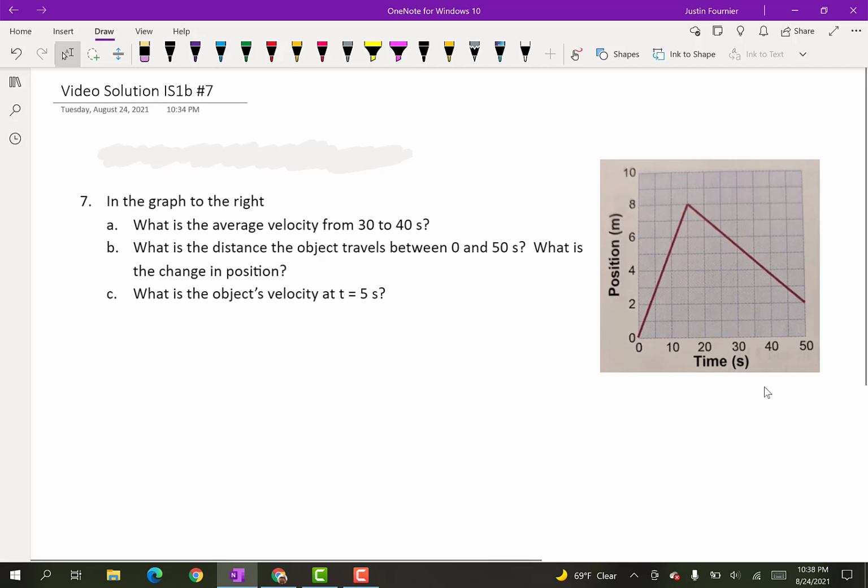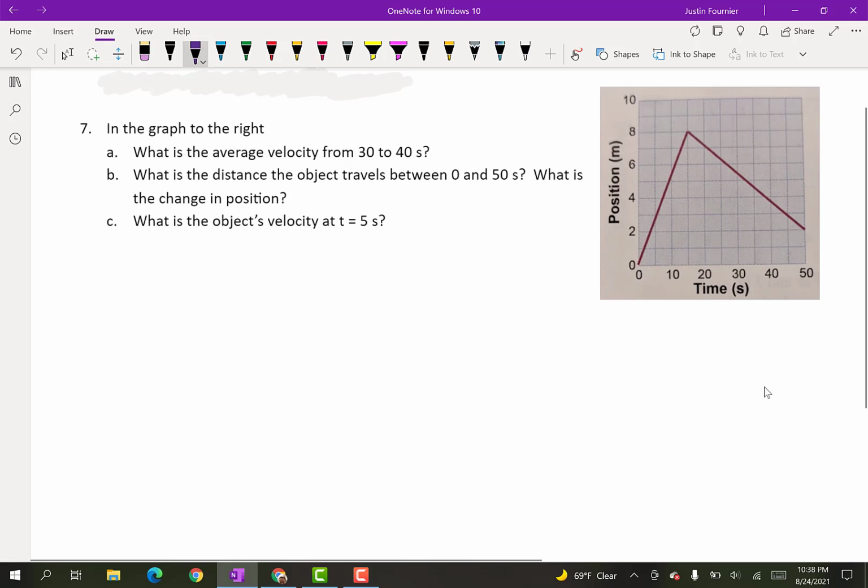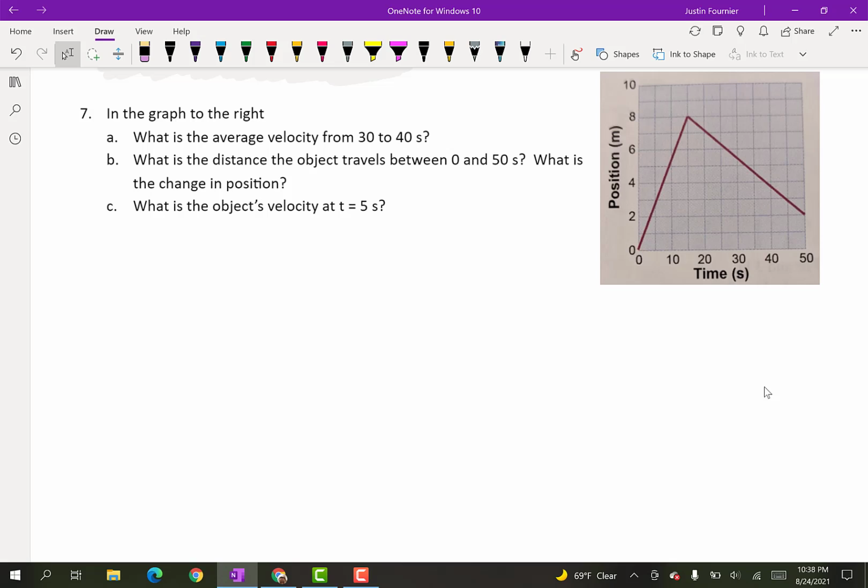Hi, this is a question that was asked for instructional segment 1, practice B number 7. So that's what I'm going to do here. It basically says, to the graph to the right, what is the average velocity from 30 to 40 seconds? So I'm looking for the average velocity. This is a position versus time graph. So I need to think to myself, how do I get the velocity from a position versus time graph?